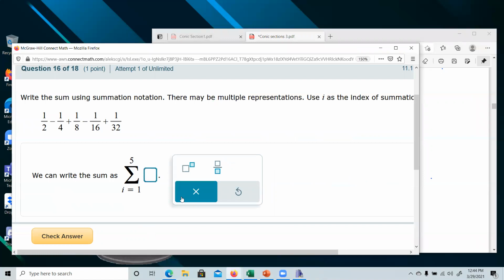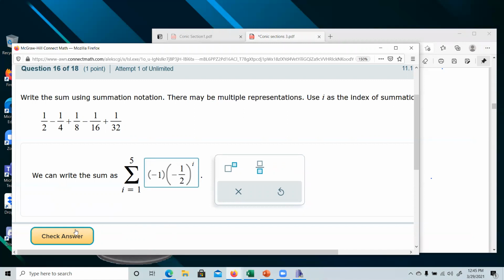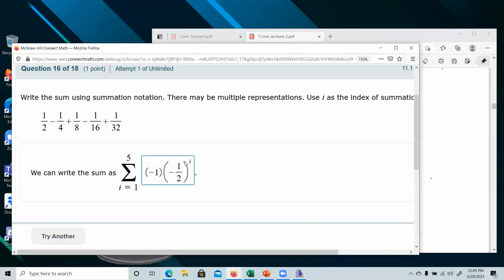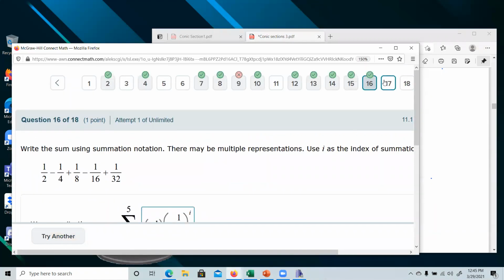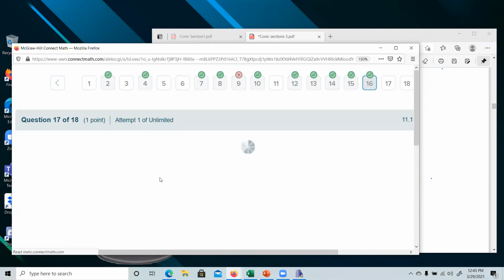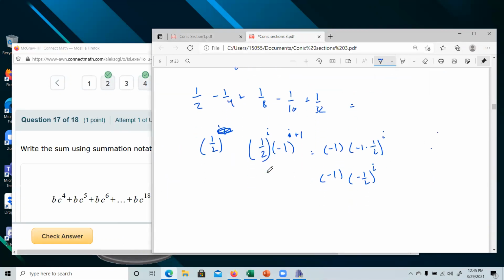So we could say, I wonder if they'll let me do it, -1, and then -1/2 raised to the i. Oh, it gave me a chance to write that down. Beautiful. Okay. These programs have come a long way. Before, if you didn't write down exactly the thing that they wanted, you pretty much didn't have it.